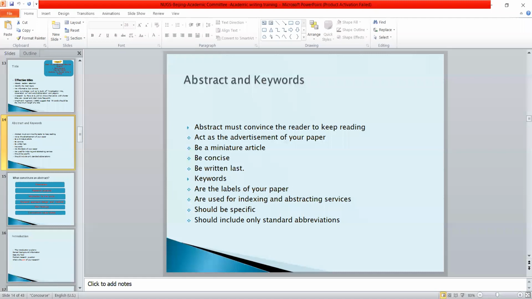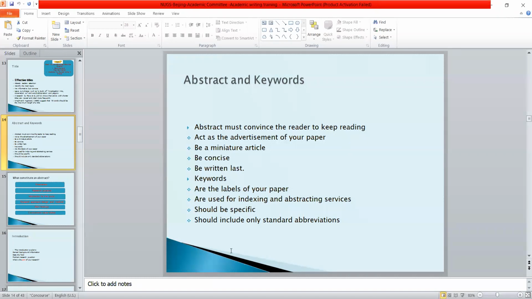We'll look at what abstracting is and what indexing is. They are very, very important in academic publications. Then your keywords must be very specific. Some of us write very long phrases and clauses as keywords. Some even use narratives. A keyword can be a phrase, but it should be made up of words.